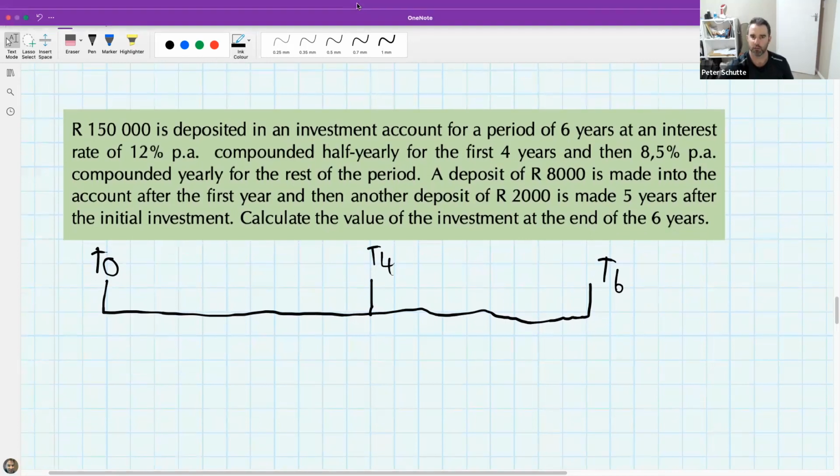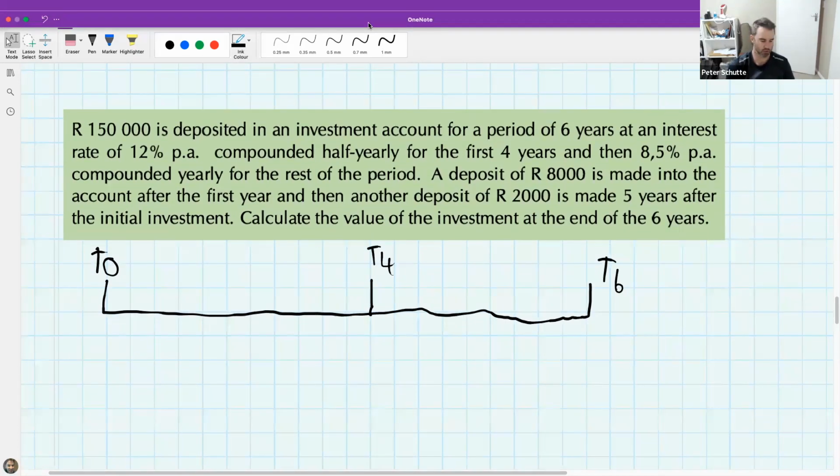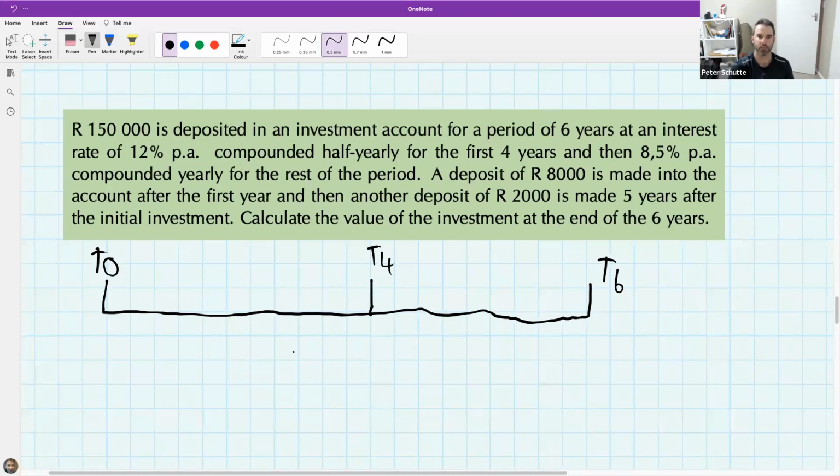When you feel like you've got the key information on the screen, just say done in the chat. Okay, so this is 4 years compounded 12% per annum compounded half yearly. So this is 0.12 divided by 2.